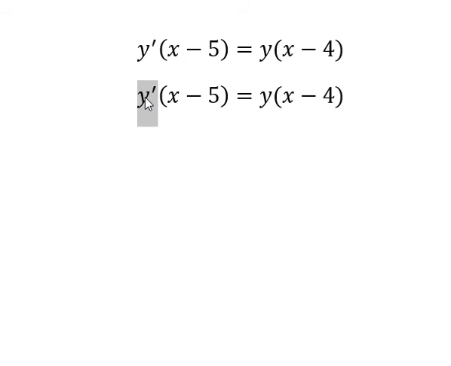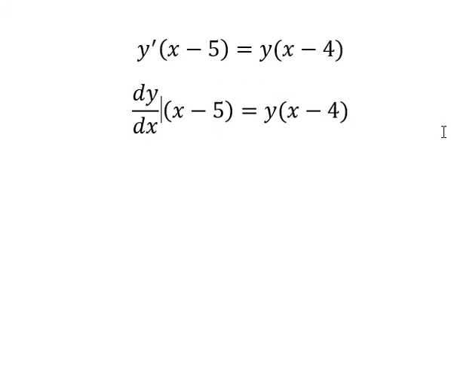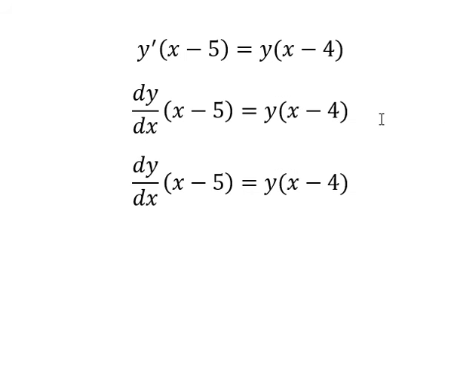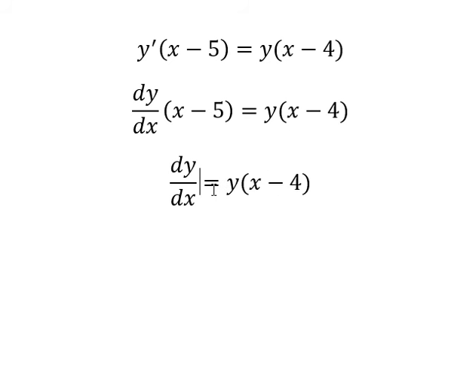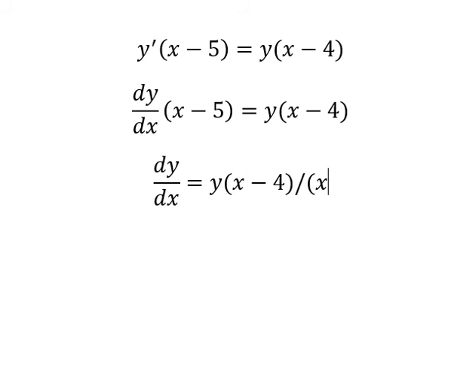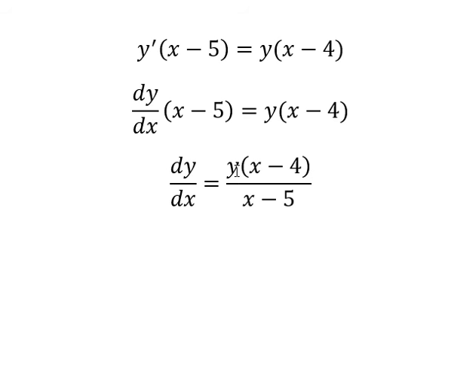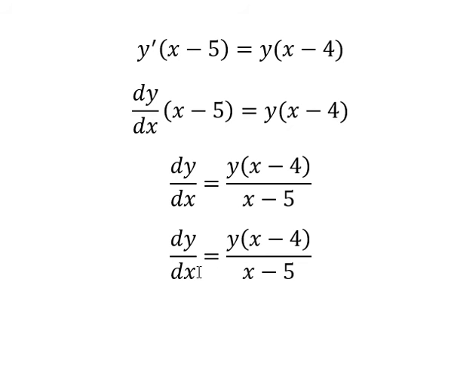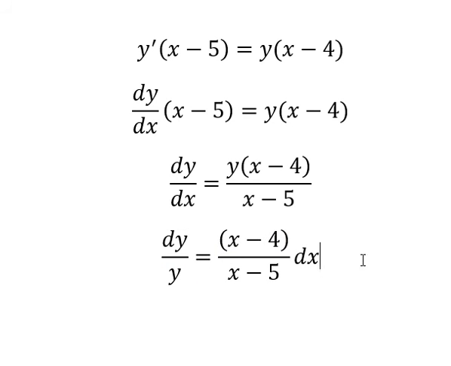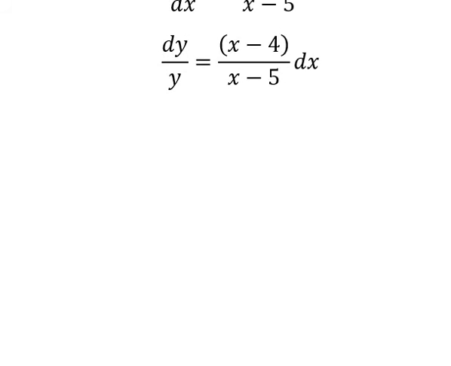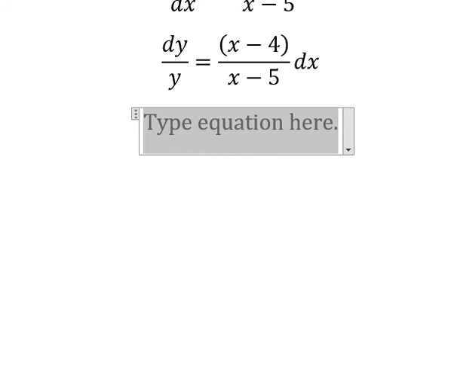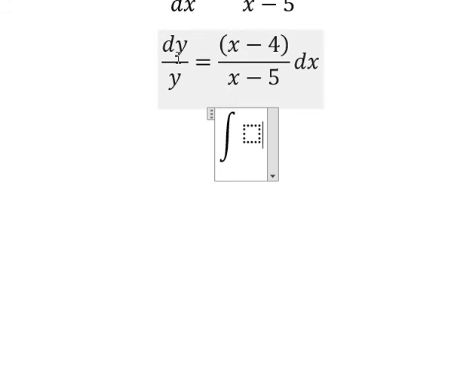This one we change by dy over dx. Next, we divide both sides by s minus 5. Y I will put on the left, ds we put on the right. Next, we put the integration for both sides.